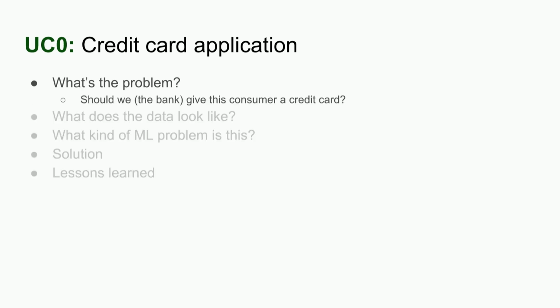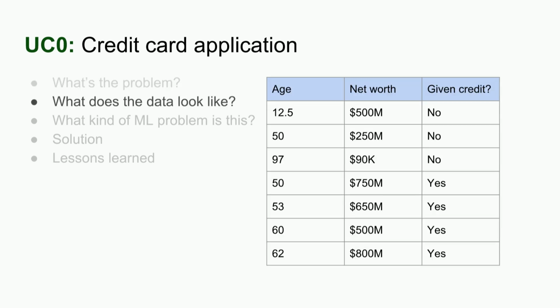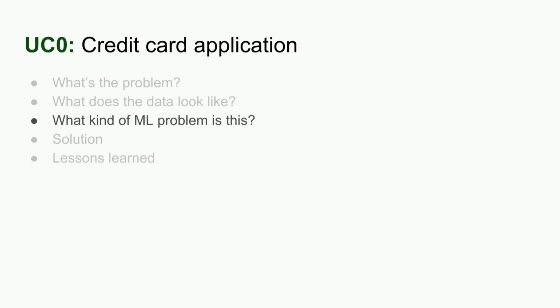So in this case, for our credit card application data, the problem is we're trying to decide as a bank whether we should give a consumer a credit card. And the data we've already seen today, it looks like this. We have some input features, we have output. So here is the time for all of your beautiful faces to shout at me if you're angry. Get all of your aggression out and tell me, what kind of machine learning problem is this?